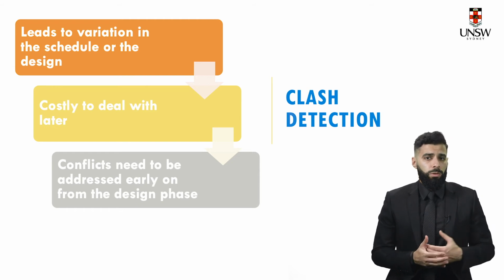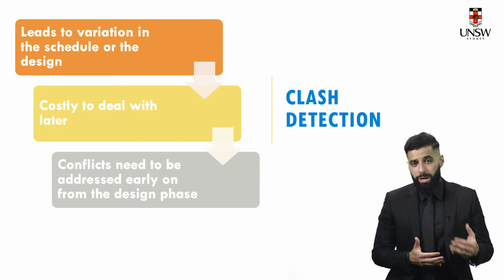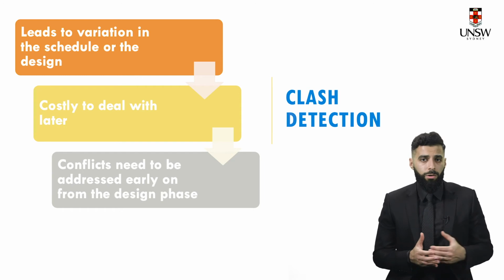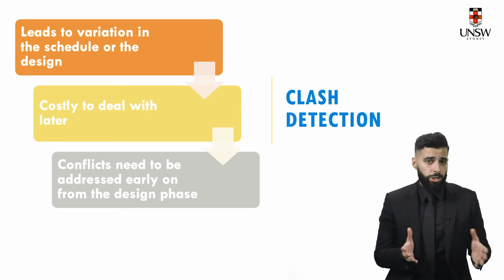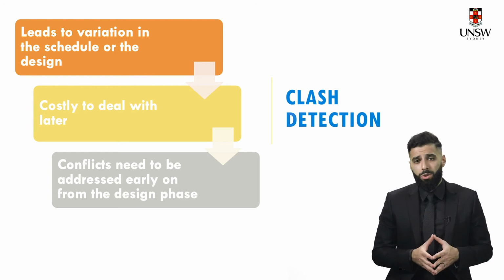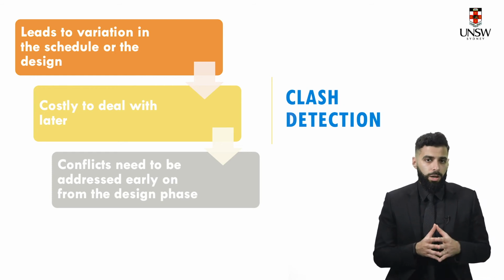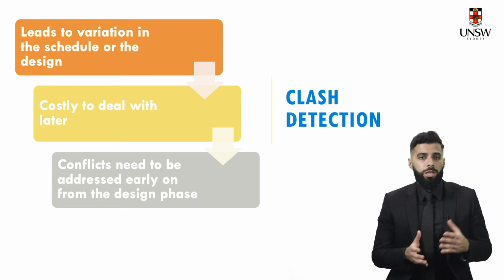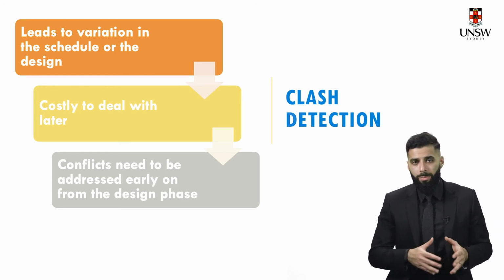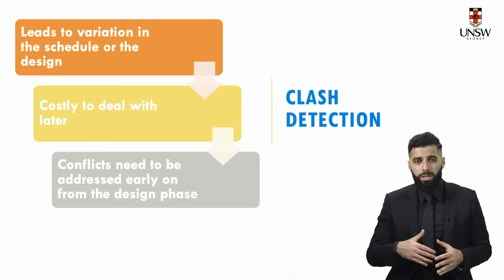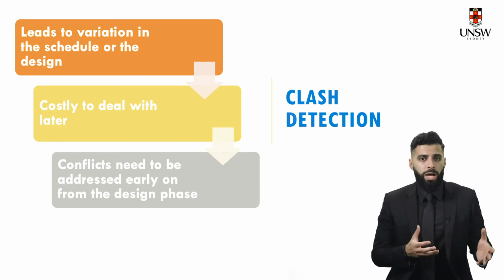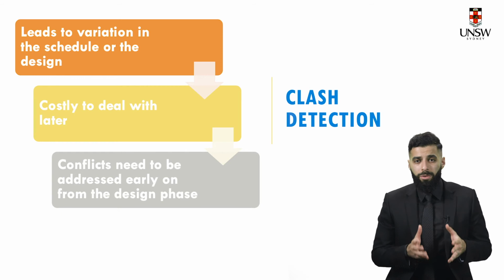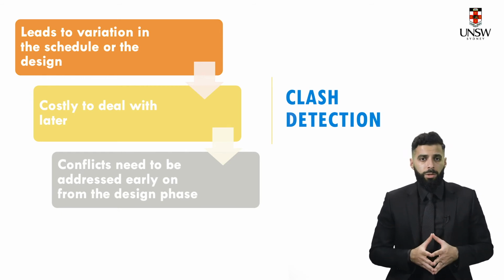Clashes will lead to the need for variations in the design or in the construction sequence of a project. Now, early detection is important because it allows you to vary the design when it is less expensive to do so at an early stage of the project. So remember, any design changes that have to take place later on, once construction has started, will usually be very costly to implement, and we need to avoid that.